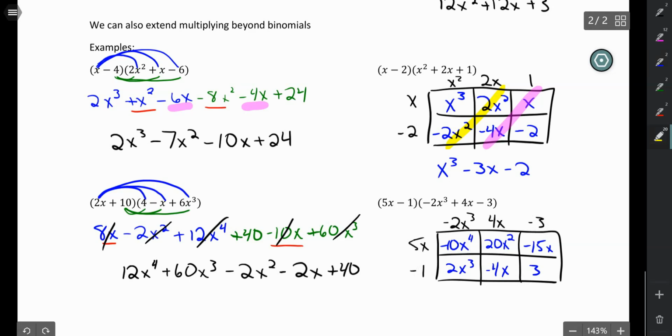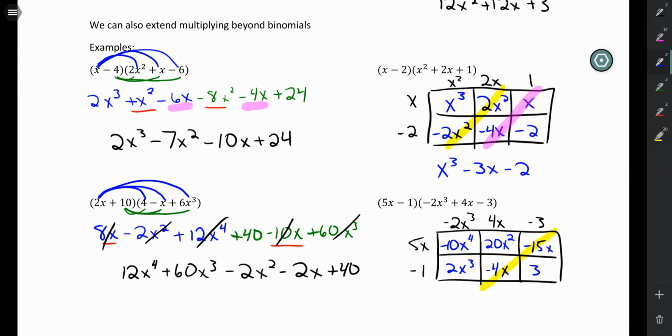Now, as I'm looking at this, I see that I only have like terms on this diagonal, so they're still found in the diagonal, but my cubed and my squared are not like terms, so I will not be combining those. Okay, but everything's pretty well organized so that I can find those like terms real easy.